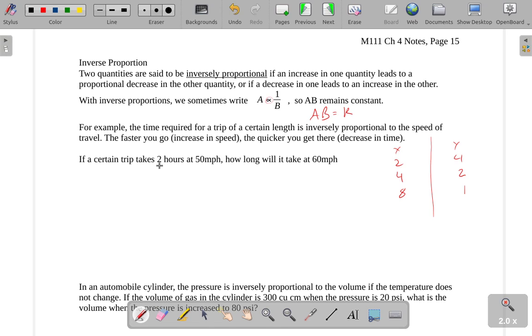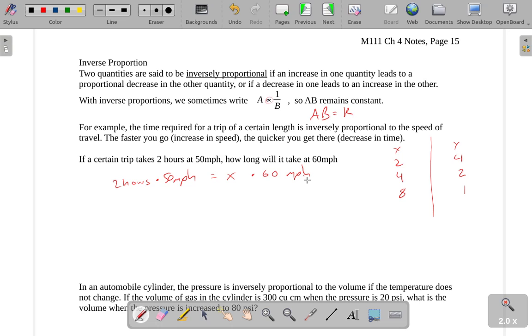So in this case, since the time that it takes to drive is inversely proportional to the speed, we could say the time it takes times the speed must remain constant. And in this case, we know that the time it takes is unknown here, and the speed is 50, and then 60 miles per hour. You can see we get 2 hours times 50 miles per hour equals x times 60 miles per hour.